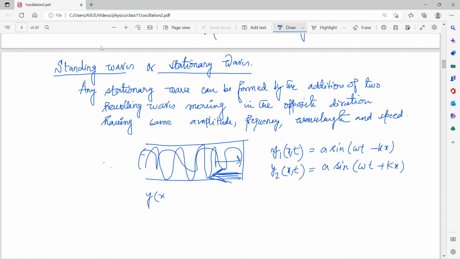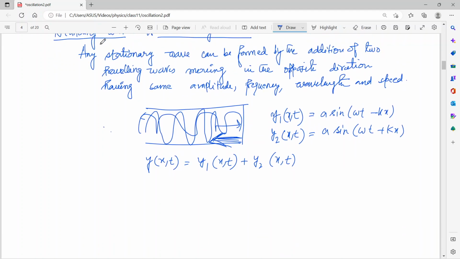So the principle of superposition says that y equals y1 plus y2. So this is a sin(ωt − kx) plus a sin(ωt + kx). A is taken as common, and using the formula for sin A plus sin B, that is 2 sin((A+B)/2) cos((A−B)/2), the final result is 2a sin kx cos ωt.